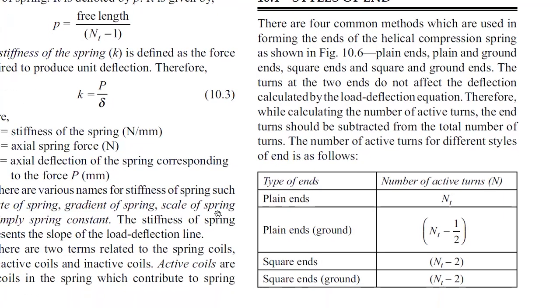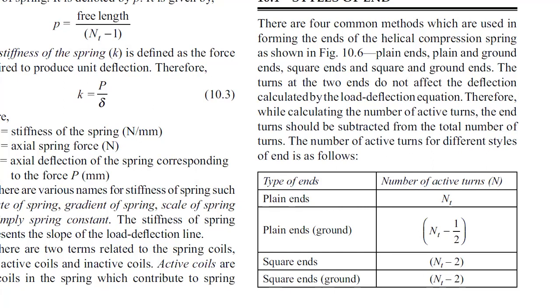So generally in the design of the helical compression spring, we learn four common methods which are used in forming the ends of the helical compression spring. We show you the figure in detail: plane end, ground end, square end, and square and ground end. These are the four different methods by which you can design different types of end.